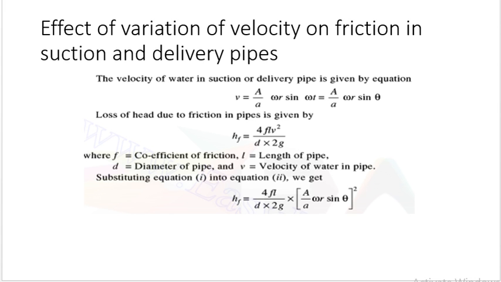So if we need to calculate the loss of head due to friction in suction pipe, we will put Ls in place of L and small as, area of suction pipe, in place of this a. And if we need to calculate the loss of head due to friction in delivery pipe, we will put Ld, that is length of the delivery pipe, in place of this L, and ad, that is the area of the delivery pipe, in place of a.